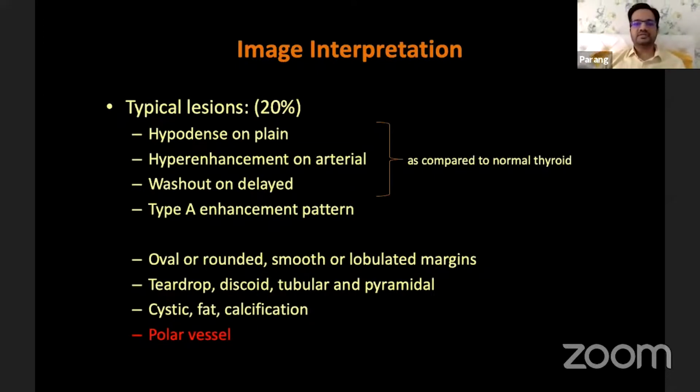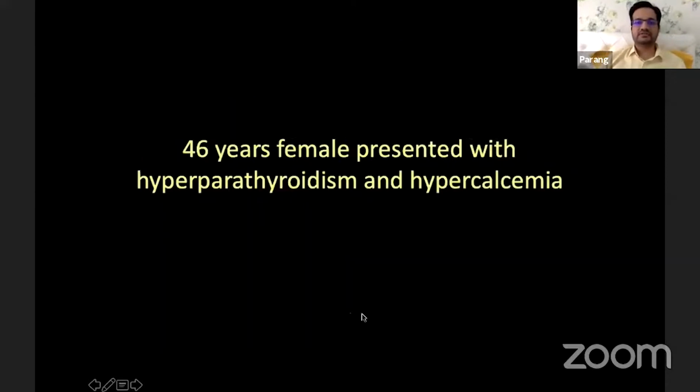One other important imaging finding that is seen on the CT scan is the polar vessel sign. Sometimes, despite all this, if there is an atypical lesion, a polar vessel can really help, because the parathyroid gland receives supply from the poles, that is the superior and inferior poles of the gland. So you may see a polar vessel coursing from the pole rather than from the hilum that is seen in the lymph nodes. And we'll see with some of the examples also how it has really helped us in many cases.